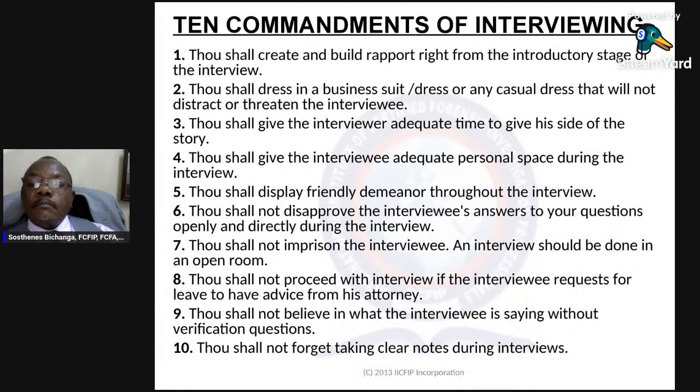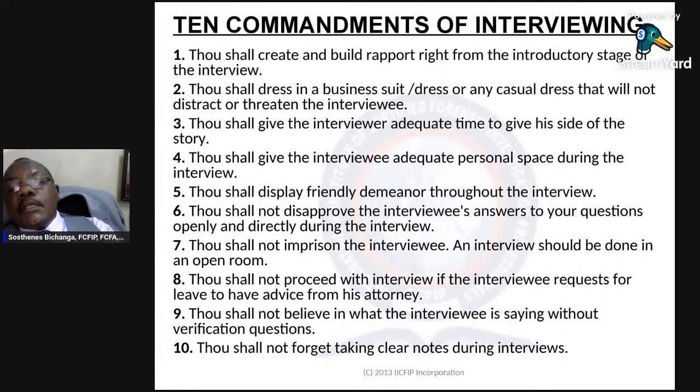Leave them at home. They are not going to assist you. They are going to distract the interviewee and even threaten him or her, and therefore hinder the free flow of information to you.